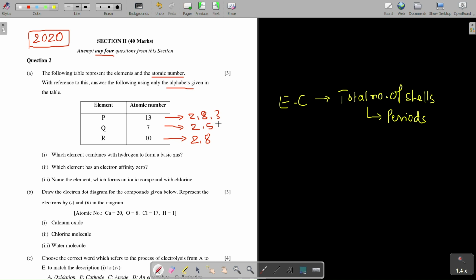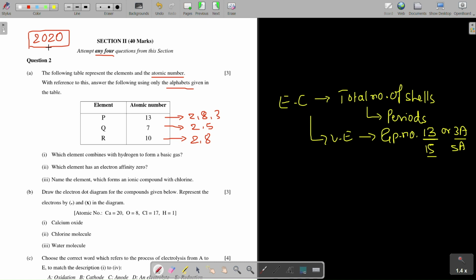And the valence electrons will give us the group number. So here 3 means group 13 or 3A. This is the old notation, this is the new notation. 5 means 5A or 15. 8 means obviously a complete octet, which means a noble gas.